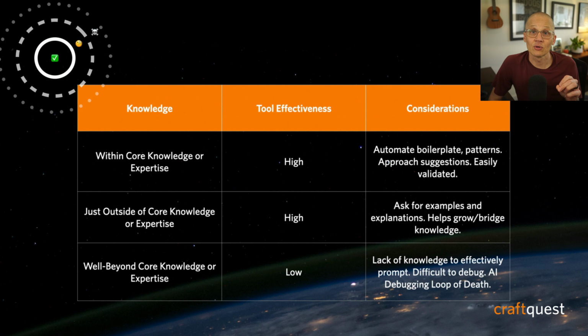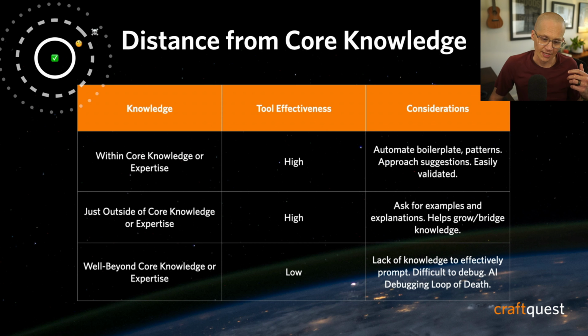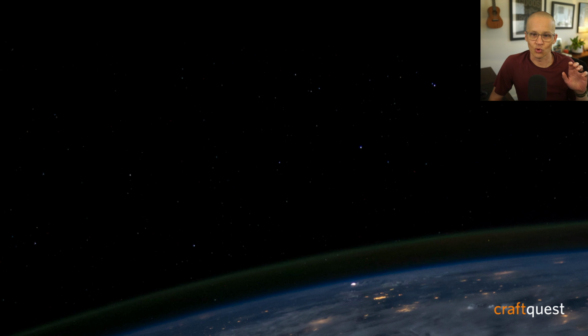It becomes difficult to debug because when something isn't working, you're going to say, this isn't working, this is the error I'm getting, and then the AI tool will apologize to you and say, oh, I'm very sorry about this. Let me do this, this, and this. But you don't understand why it did that and why it's suddenly spitting out all this new code to you. And so you get in what I call the AI debugging loop of death. All right, so this is the table example of the distance from core knowledge.